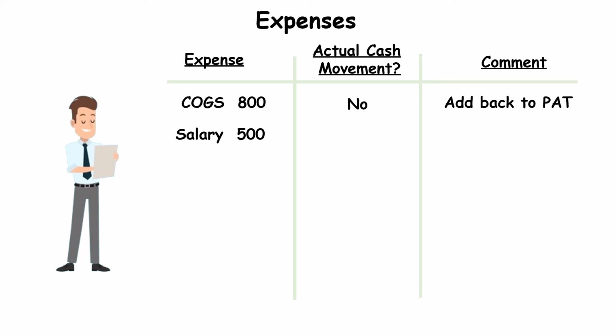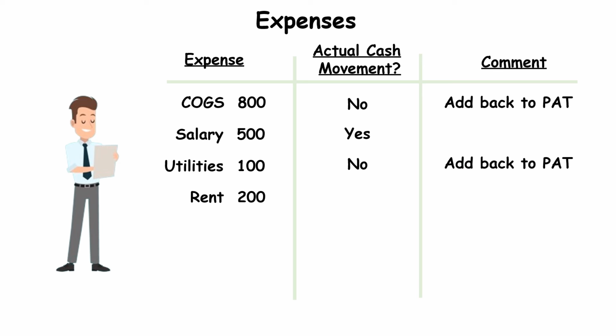Another expense was salary of 500 rupees. Was there actual cash movement? Yes, we actually pocketed this 500 rupees. So we do not take any action here. The utilities were 100 rupees. Was there cash movement here? No. The reason being, we would pay these utilities at the end of the month. Here we are just making a provision for that expense. So we add it back to the PAT.